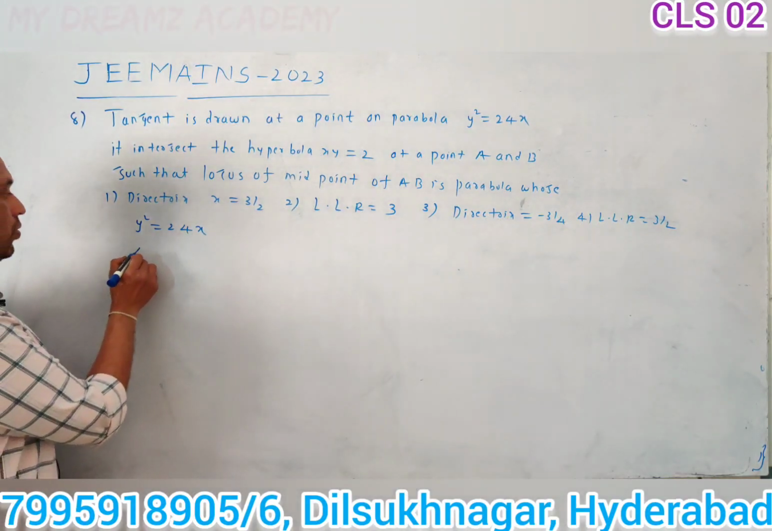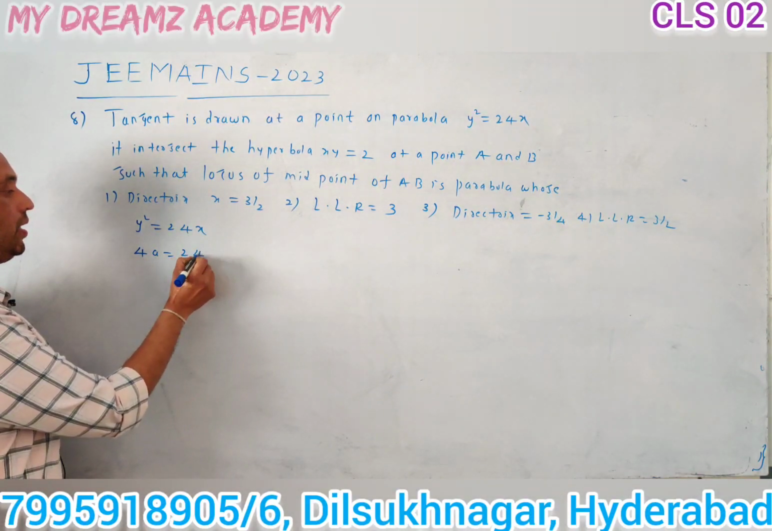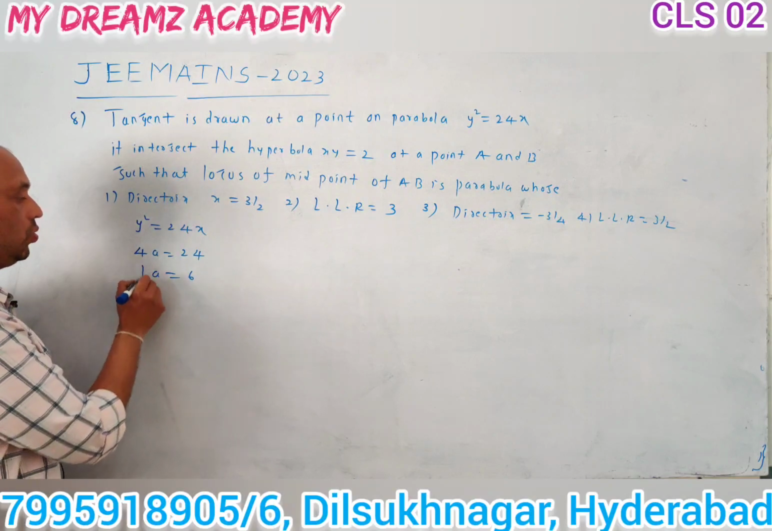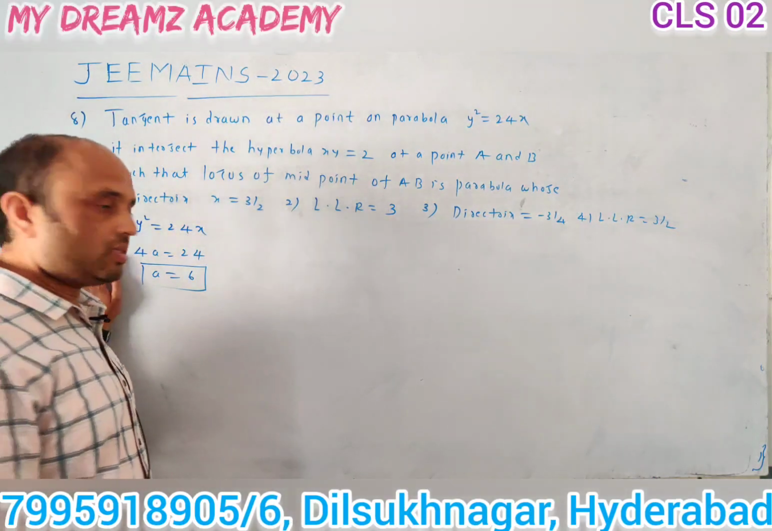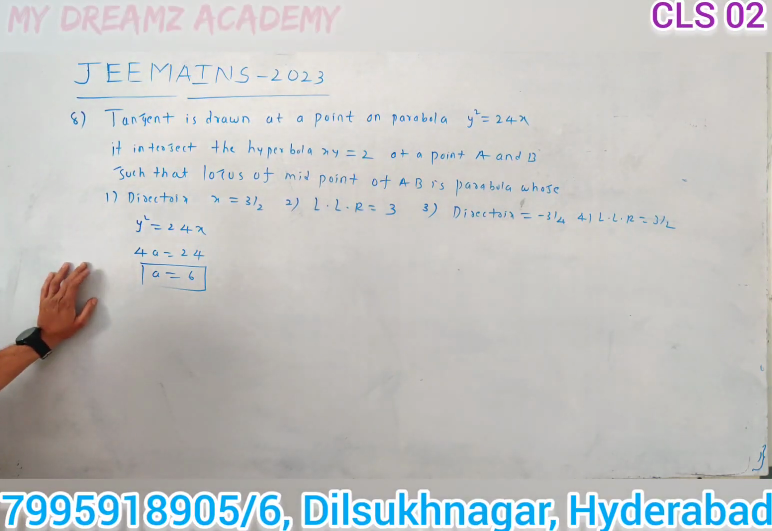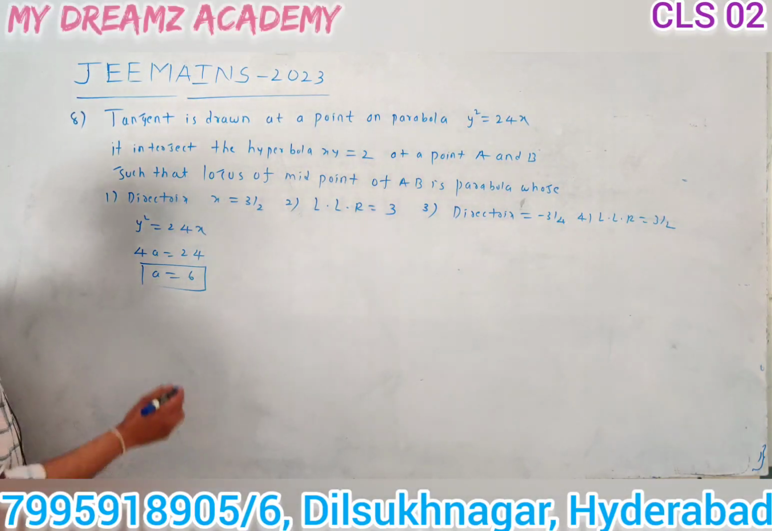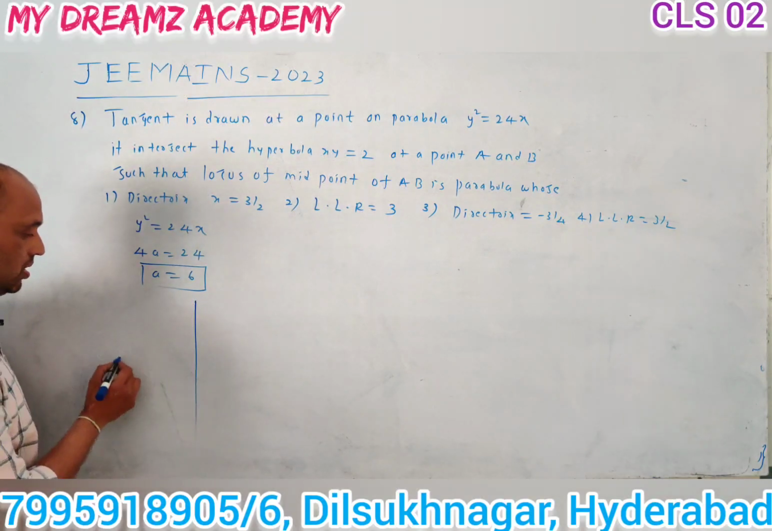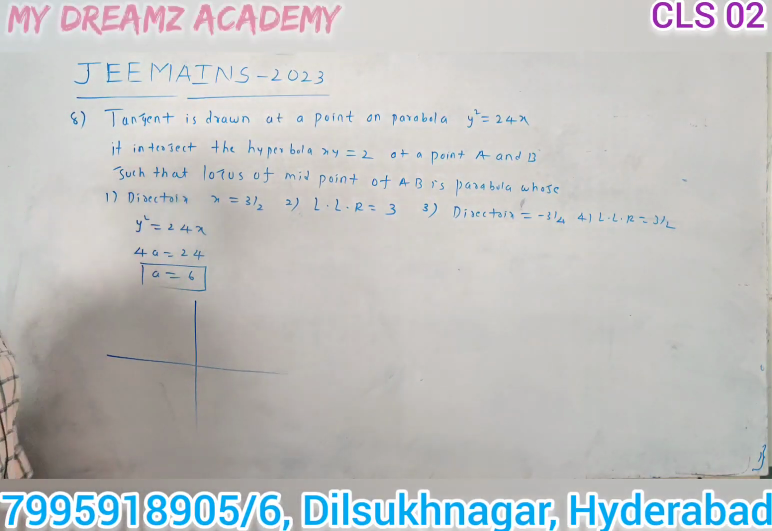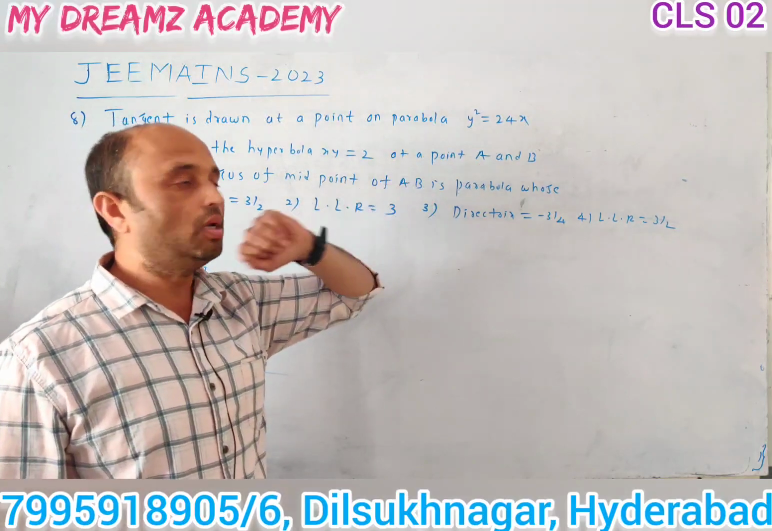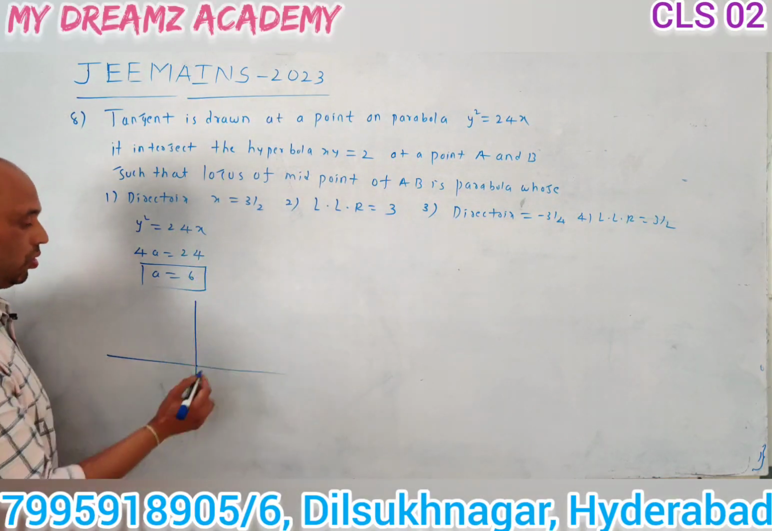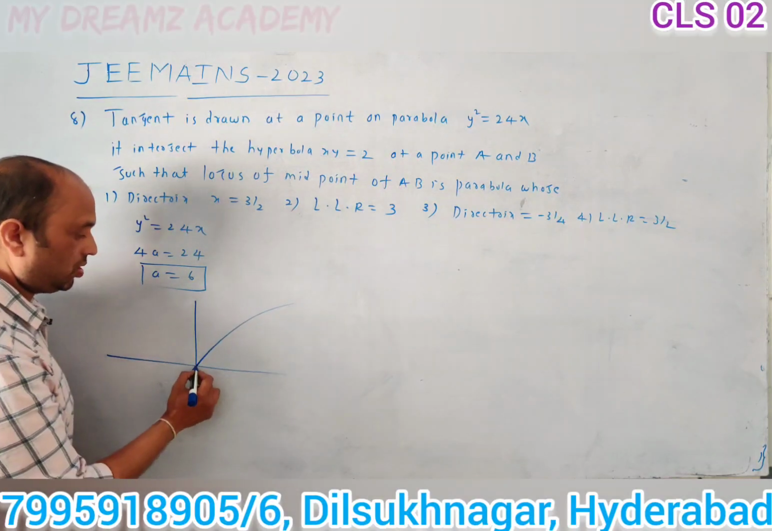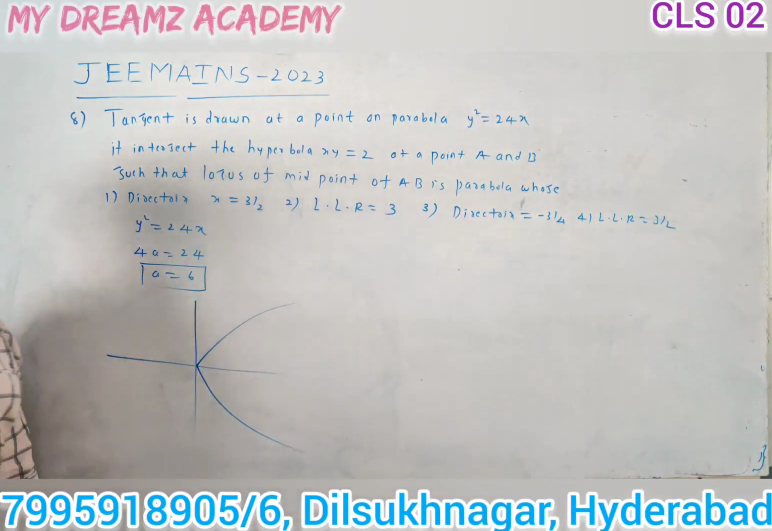So here already we know that 4a is equal to 24, a is equal to 6. Now I want to draw the diagram here. Suppose this is our required parabola with vertex 0 comma 0, whose length of latus rectum 4a is equal to 24.